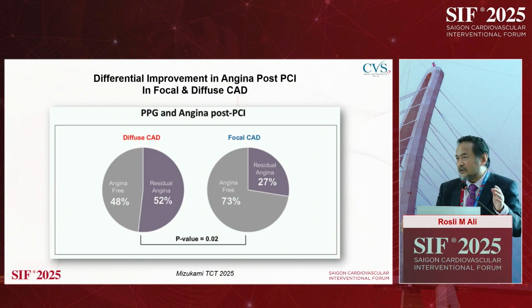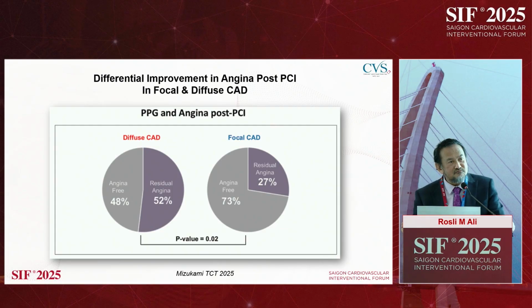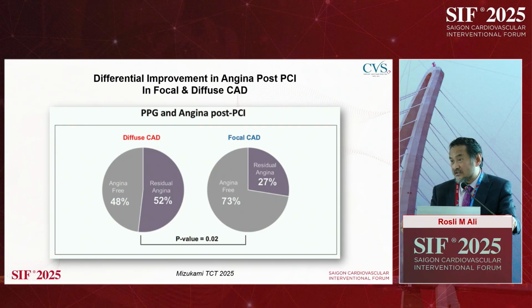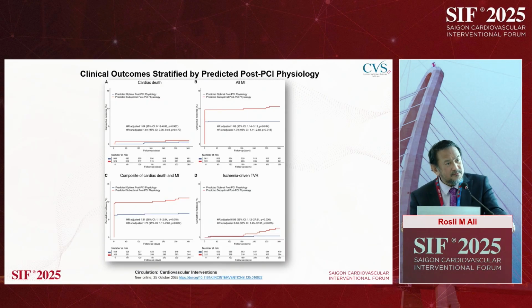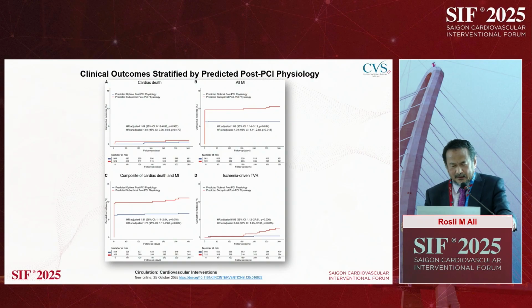And knowing whether it's diffuse or focal also gives you an idea about the outcome of treatment. So in this case, diffuse disease has much higher chance of a person having residual ischemia as compared to focal CAD. And not just that, the outcome is also different. MACE outcome, the death and MI, and also the risk of target vessel revascularization is much higher with diffuse CAD as compared to focal CAD.